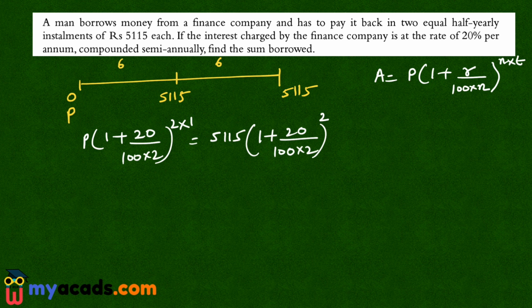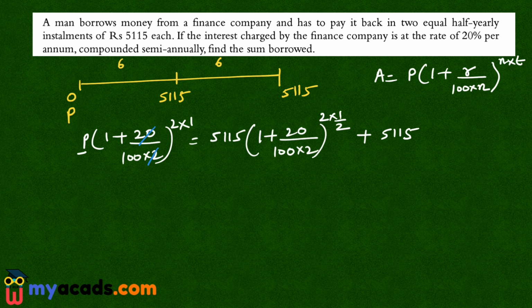It means it is 1 by 2. So into 1 by 2 plus the next installment is 5115, but the finance company will not be able to earn any interest on this. So this is plus 5115. I can use this equation and solve it for P.